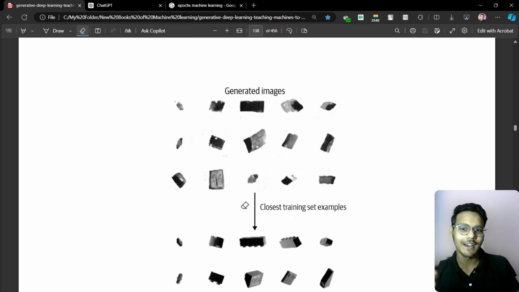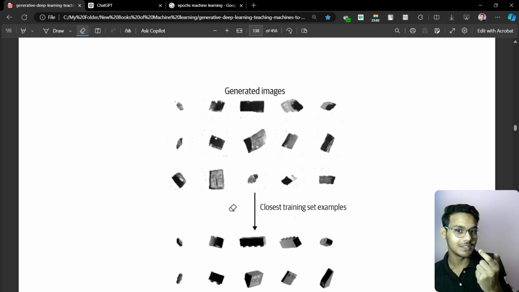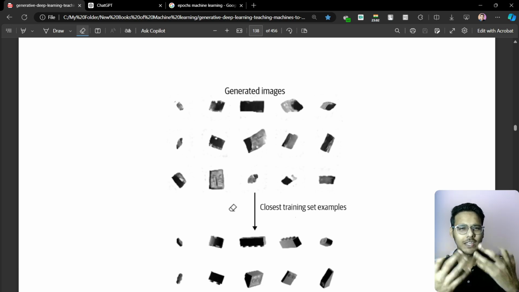So this is telling about how similar images it can generate. But it is a unique image. That is the important thing, guys. If we can generate unique images, then that is a milestone achieved.